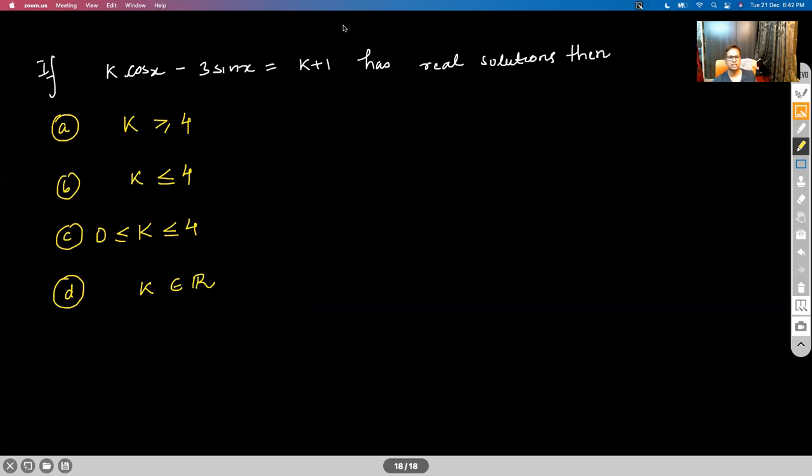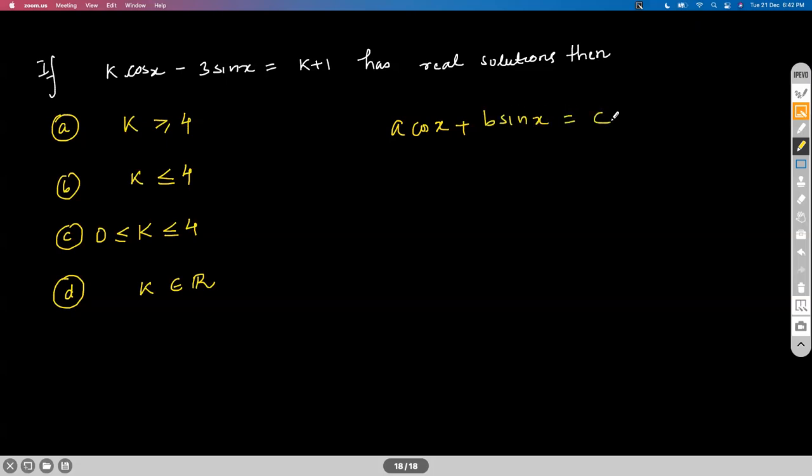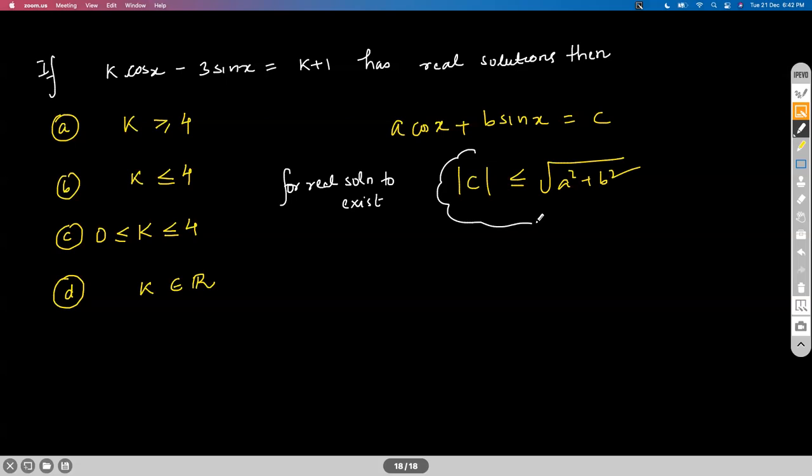So as I already discussed with you, I'll rewrite the situation here. A cos x plus b sin x equal to c. For a solution to exist, mod c should be less than or equal to under root of a square plus b square. Correct? So this is the condition for a solution to exist. So for a real solution to exist, this is the condition that we need to satisfy.